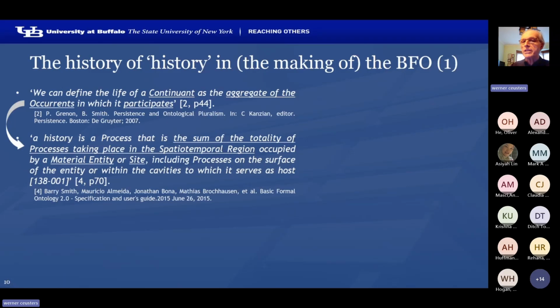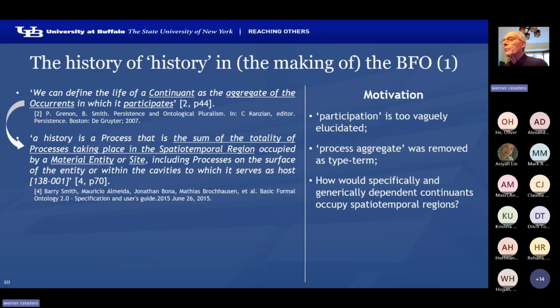Now, why this change? For a number of reasons. One was that participation is too vaguely elucidated, something which is still the case in the BFO. By that time, also the term process aggregate, which was used in an earlier version, was removed in a newer version of the BFO.